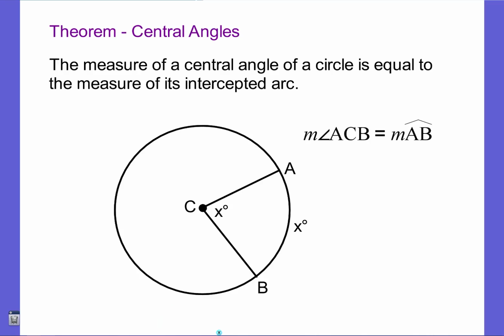Central angle theorem tells us that the measure of an arc intercepted by a central angle has the same measure. So the measure of angle ACB, the measure of this angle right here, is equal to the measure of arc AB. We'll stop here and we'll start a new video where we'll do some work with this information, but this video gives you all the definitions for circles, central, and inscribed angles.